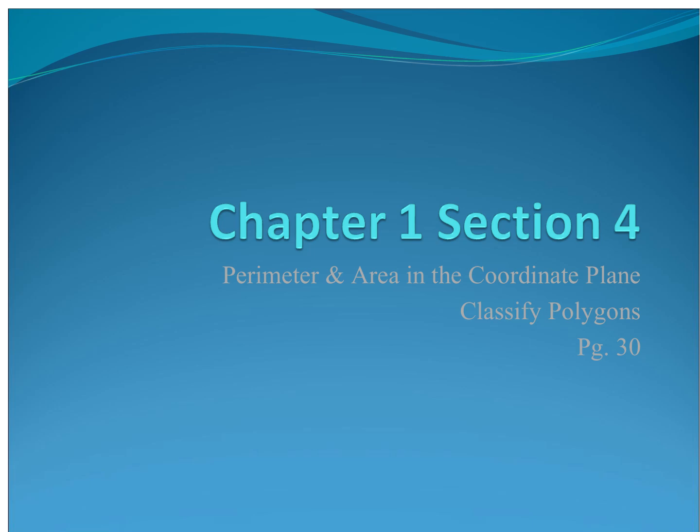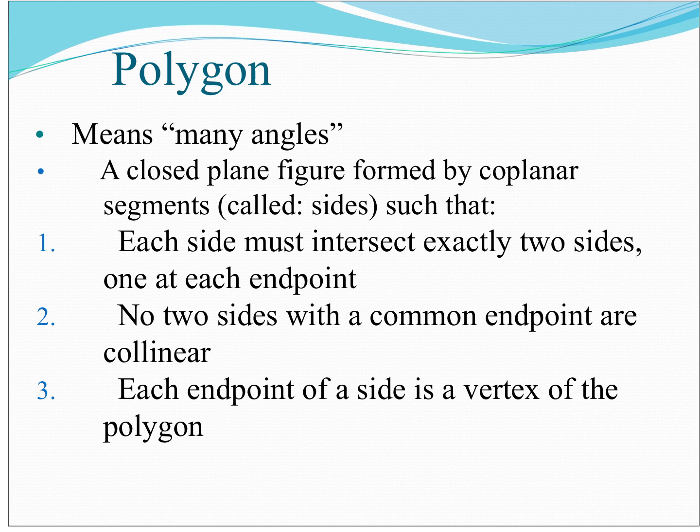All right, we are covering chapter 1, section 4, perimeter and area in the polygon in the coordinate plane, classifying polygons. All right, looking at this, what is a polygon?